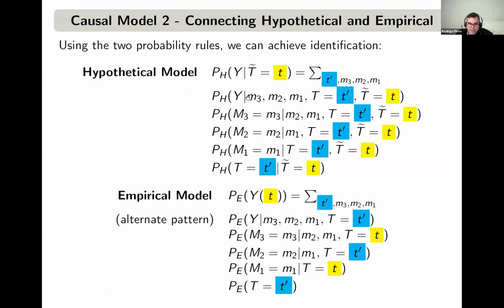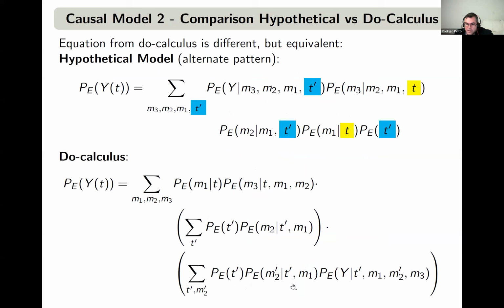I can write this using factorization of the probability, Y conditional on the M's, then M3 given M2, M2 given M1, and so on. Then I use these independence conditions to equate each one of these probabilities to the probabilities in the empirical model. When I do so, I get identification. One interesting feature is that I'm always going to have this alternating pattern: I have a summation over T tilde, and I'm fixing T, and I have an alternation of T tilde, T, T tilde, T, T tilde. One very interesting fact, at least for me, is that if you apply the do calculus, you get this identification equation here, and it's quite striking to me that these two equations are equivalent, and indeed they are.